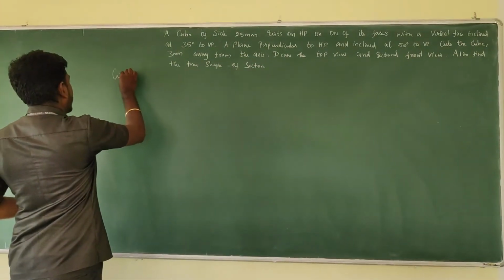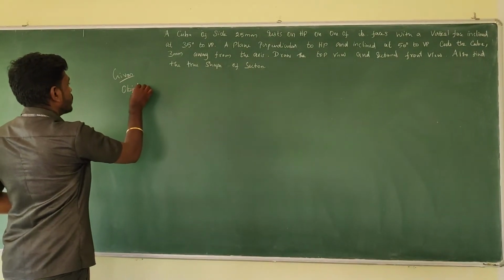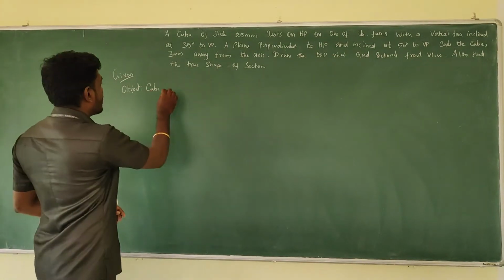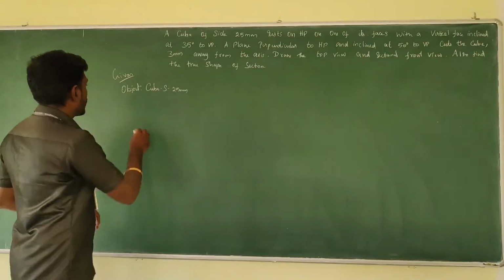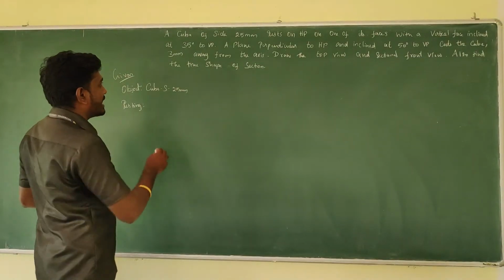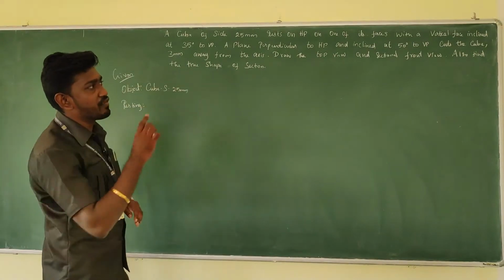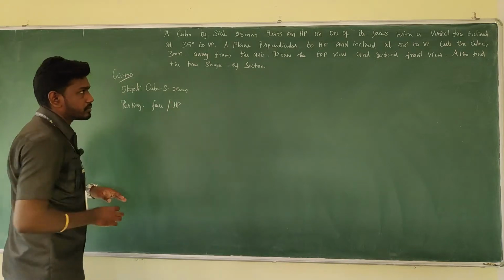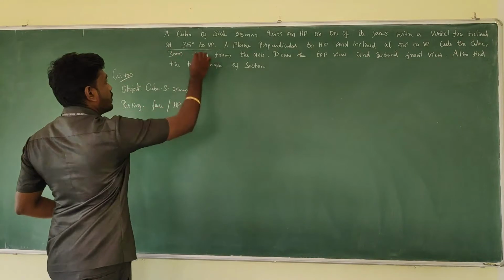Try to take the given data. First, what about the object? The object is a cube with a side of 25 mm. And then what about the resting? Resting on HP on one of its faces, right? Face on HP, and then the vertical face is inclined at 35 degrees to VP.